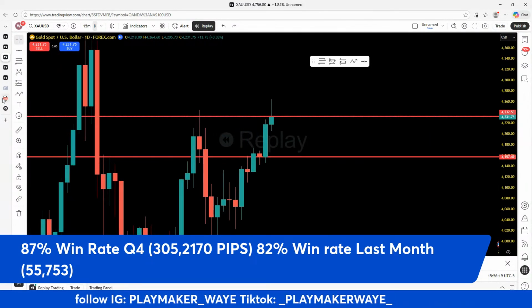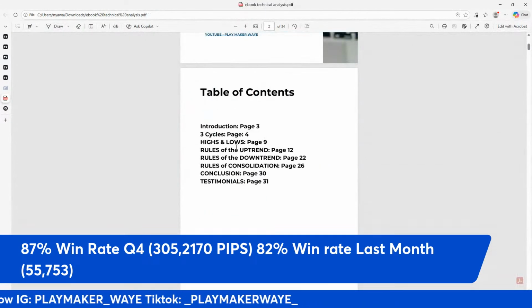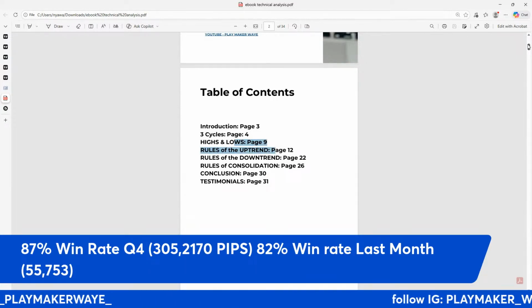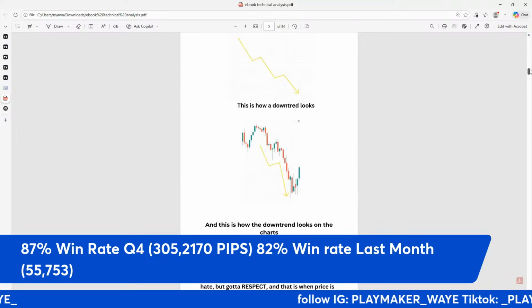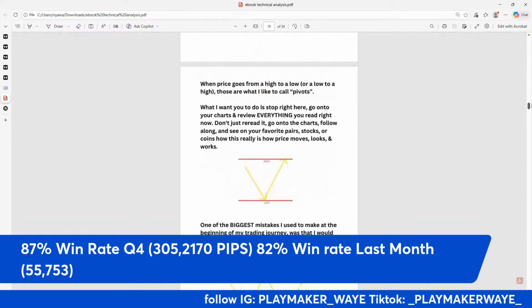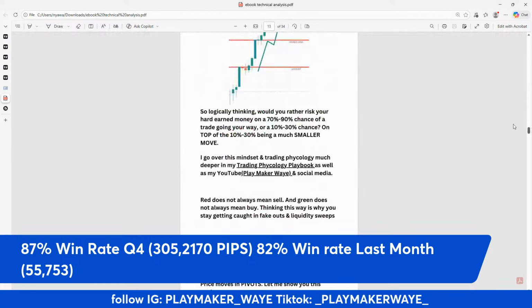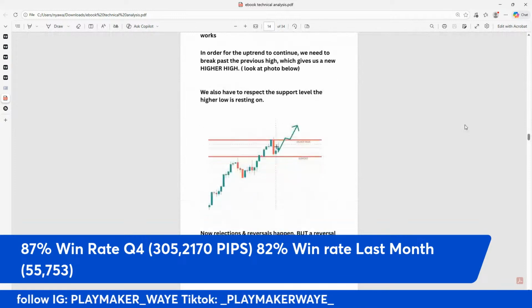Again, this is why the playbook is so important, because red does not mean sell, green does not mean buy. And even after I say that, it's still ingrained into y'all's heads to think red means sell, green means buy. Again, this is why we do this every day.